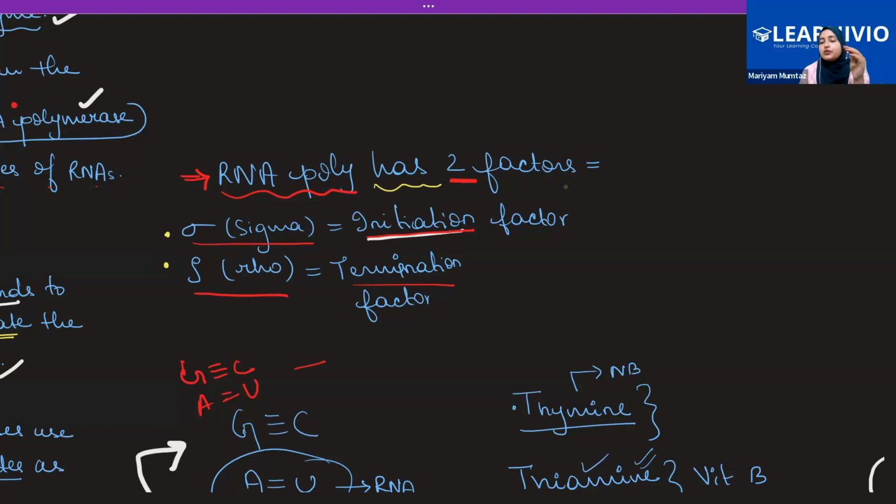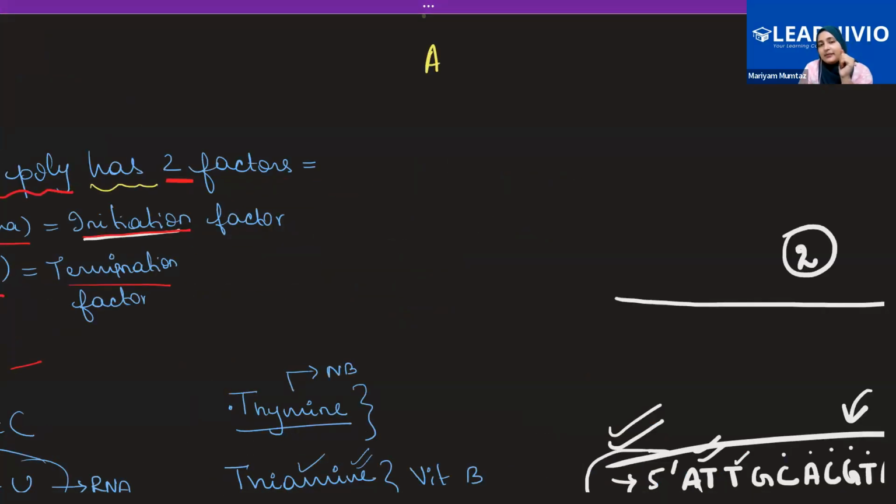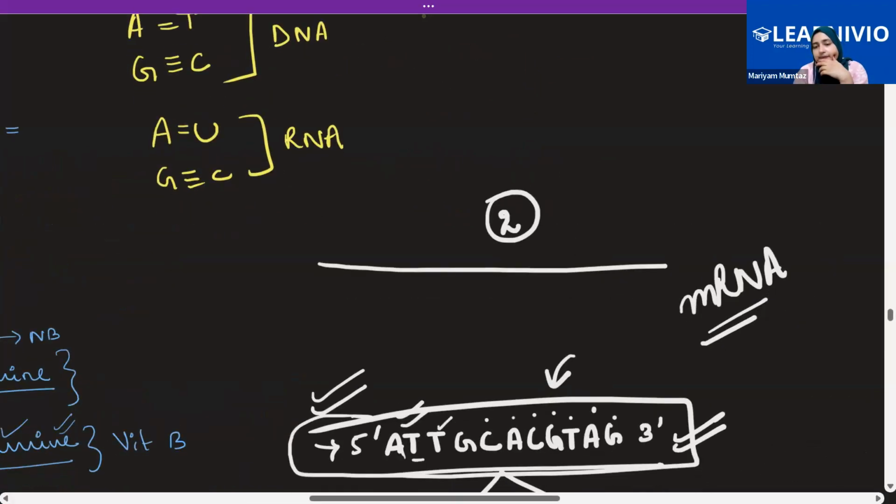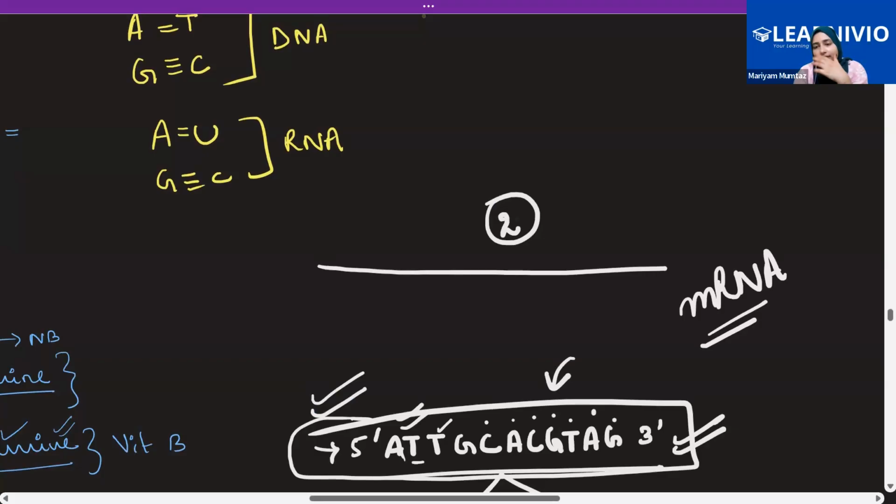Now, always remember this one thing, students: in the DNA, adenine pairs up with thymine by 2 hydrogen bonds. Guanine pairs up with cytosine with 3 hydrogen bonds. This is for DNA. But in the RNA, adenine is going to pair up with uracil because RNA does not have thymine. And G will pair up with C. This must be on the tip of your tongues, and you should never forget this. Clear, students? Any doubts?